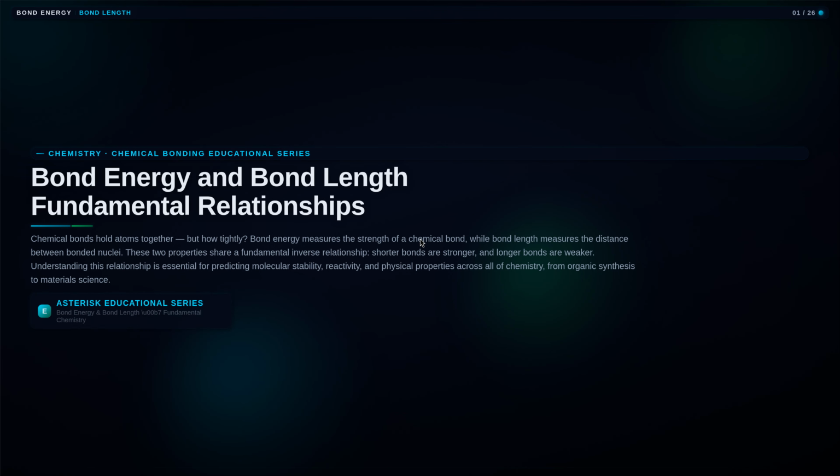Chemical bonds hold atoms together, but how tightly? Bond energy measures the strength of a chemical bond, while bond length measures the distance between bonded nuclei. These two properties share a fundamental inverse relationship. Shorter bonds are stronger, and longer bonds are weaker.